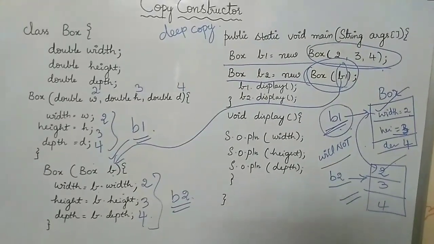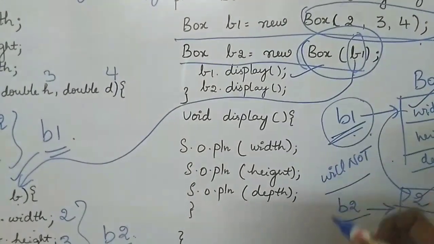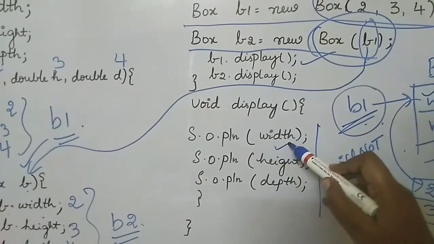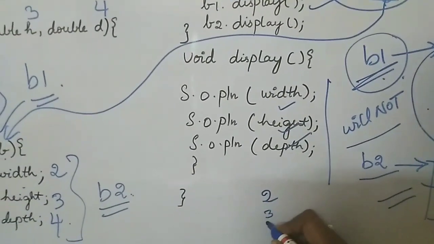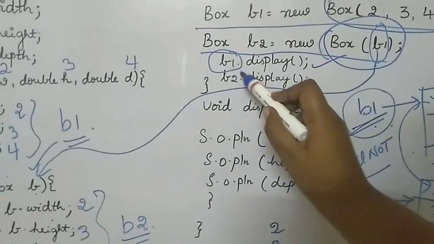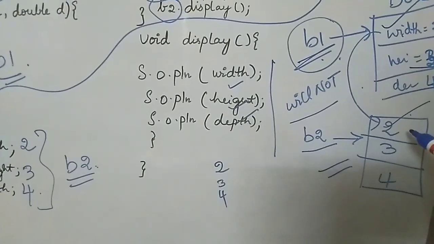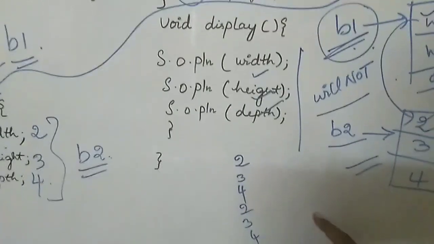Let us see what will happen when I try to display it. B1.display will call the display method, wherein we display width, height and depth. The output would be 2, 3 and 4 for the object B1. We call the display method again for the object B2, because B2 also has the same values as B1. So the answer will be 2, 3, 4 for B2 also.